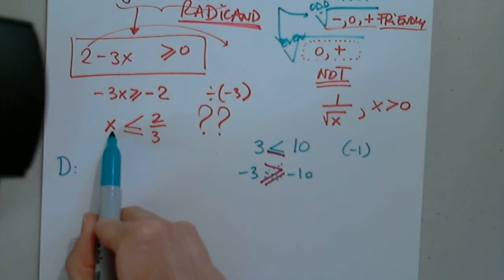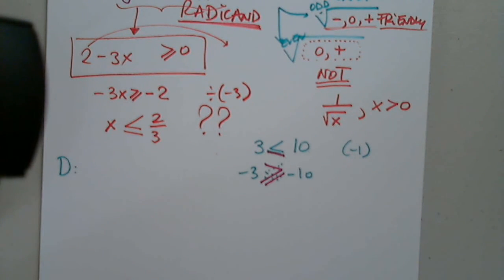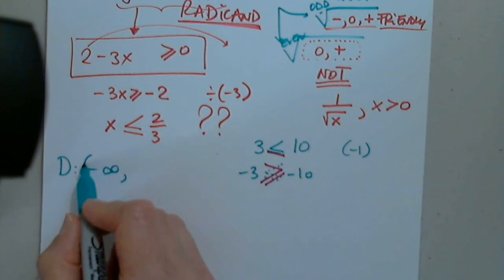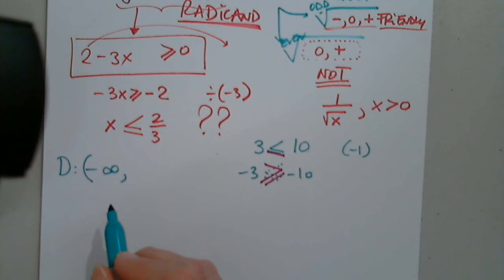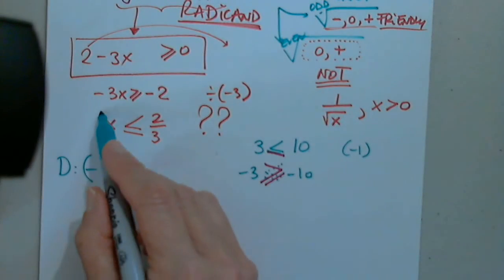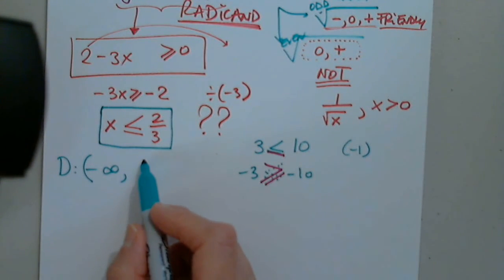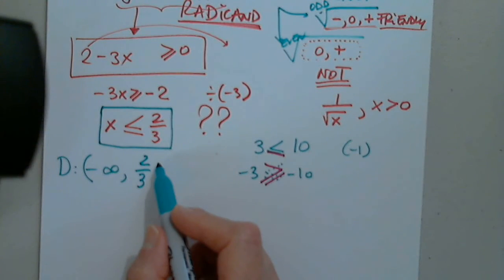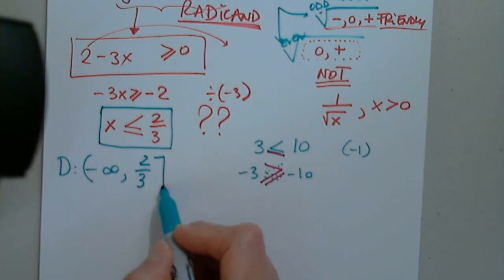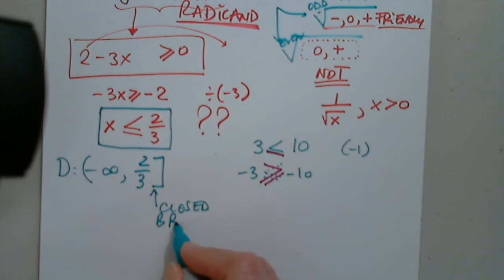Careful. It's x less than or equal to 2/3. Where do I start? Negative infinity? Yes, negative infinity with a parenthesis, comma, 2/3. Careful, it says x less than or equal to 2/3. 2/3 with what type of symbol? Closed. Exactly. Closed or bracket, that's exactly the same thing. We say it's closed or bracket.